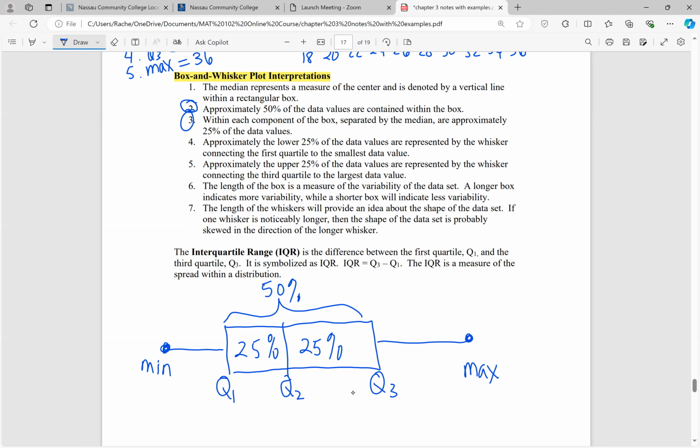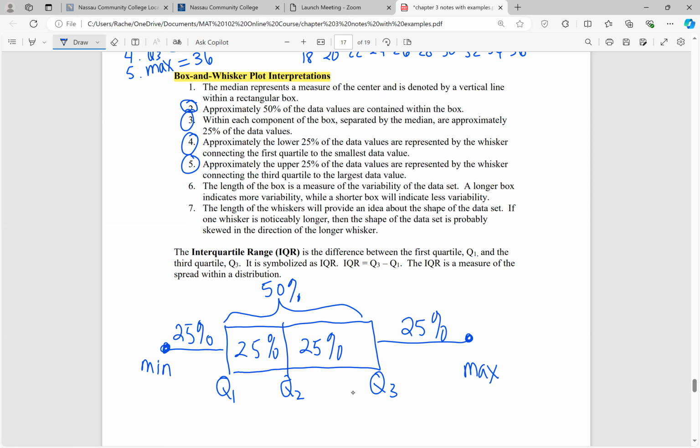And then approximately the lower 25% of the data values are represented by the whisker connecting the first quartile to the smallest data value. And approximately the upper 25% of the data values are represented by the whisker connecting the third quartile to the largest data value. So that's saying that we expect approximately 25% of our data values to be between the min and Q1, and we expect about 25% of our data values to be between Q3 and the max.